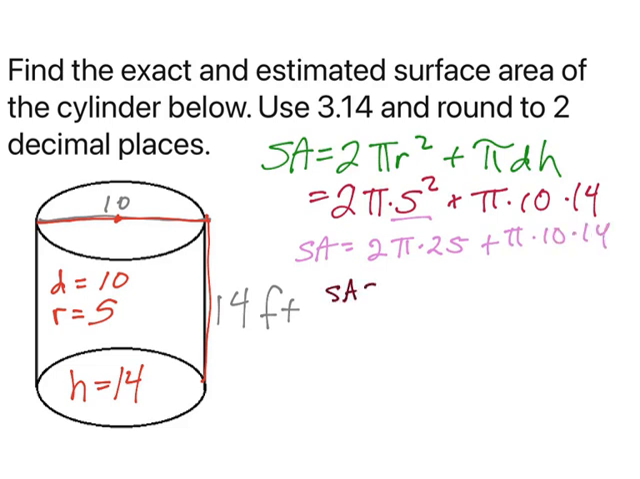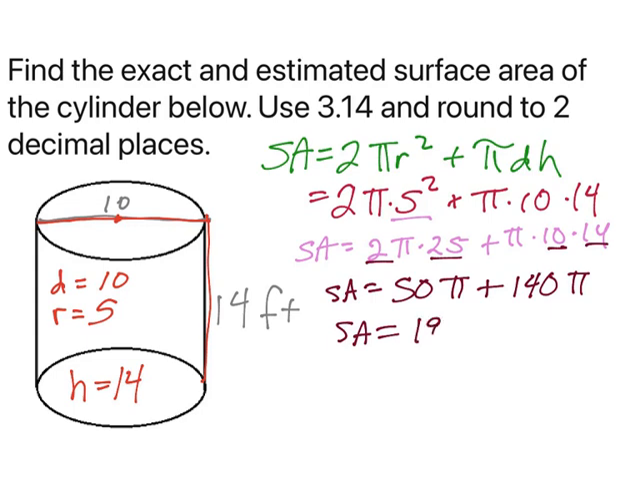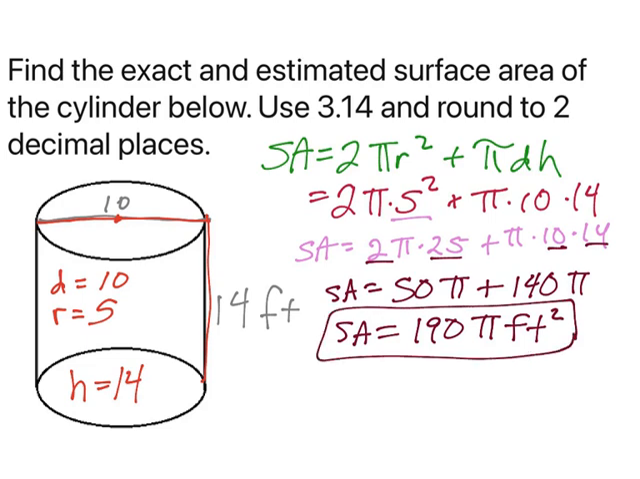Now we multiply the pieces that we know. 2 times 25 is 50 pi plus 10 times 14 is 140 pi. Now when I add those together, 50 pi plus 140 pi results in 190 pi feet squared. And that is my exact answer.